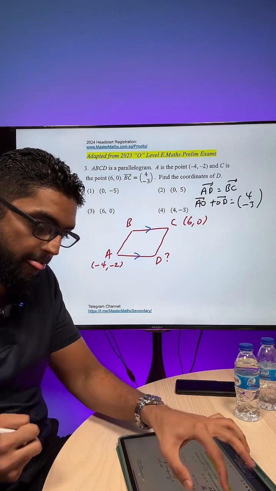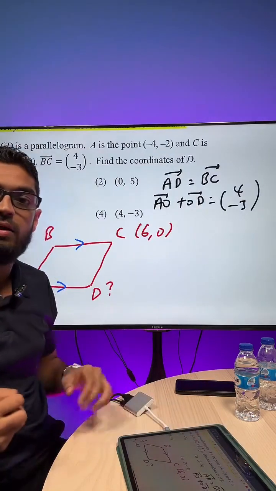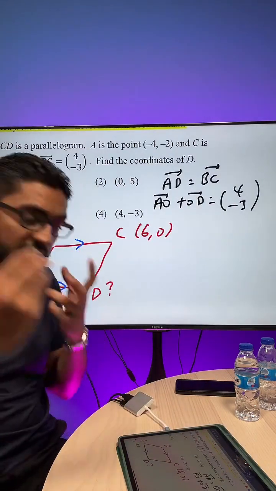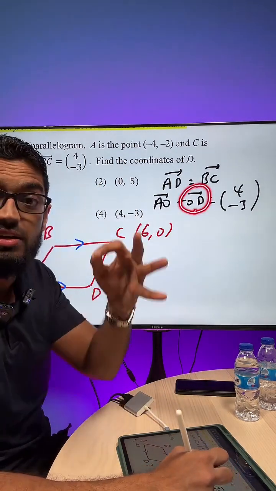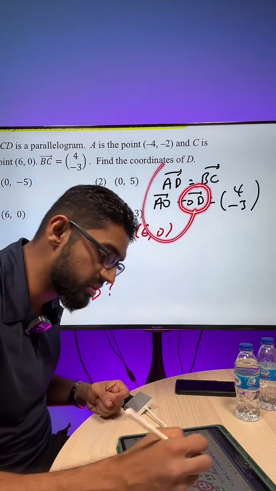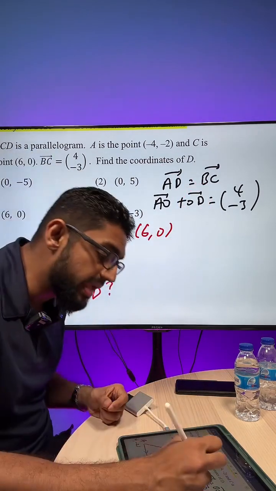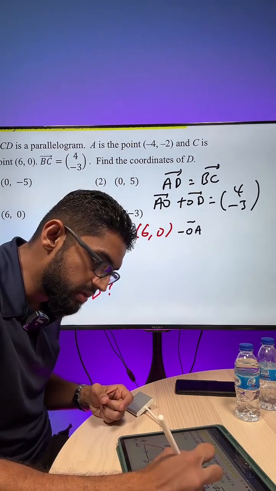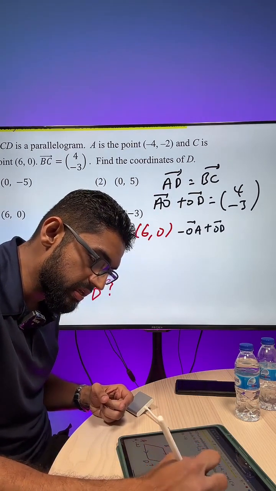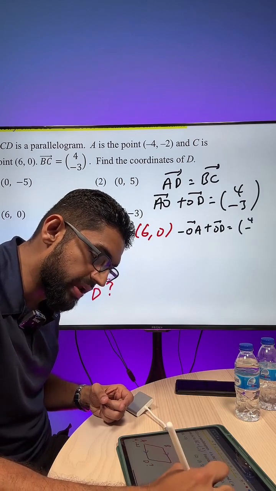Alright, now the next step is, again, we need to focus on finding OD because that is essentially the same thing as your coordinates, just written in a slightly different form. AO is negative OA, so that's what I'm going to write here. Negative OA plus OD is equal to 4 and negative 3.